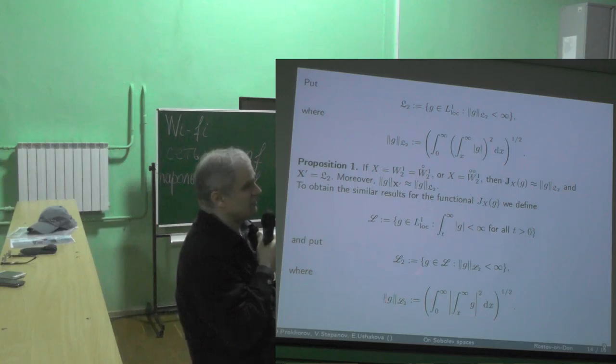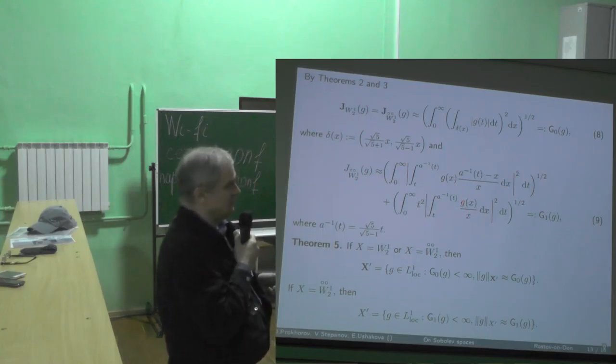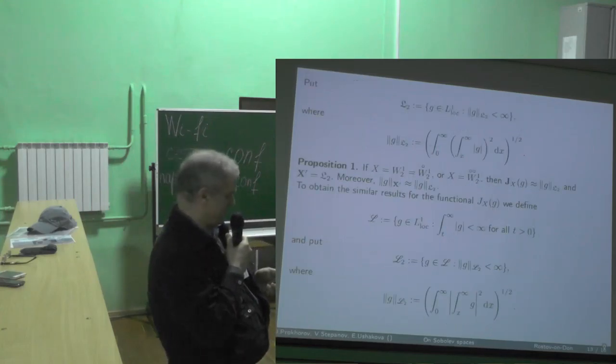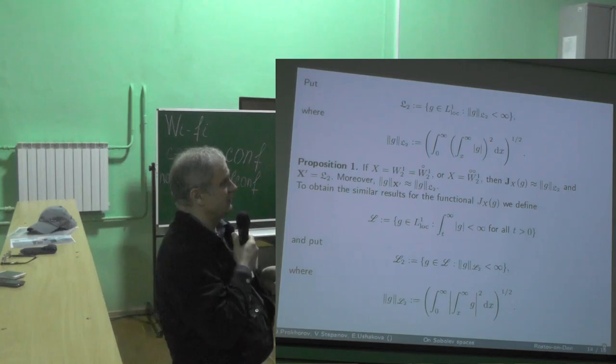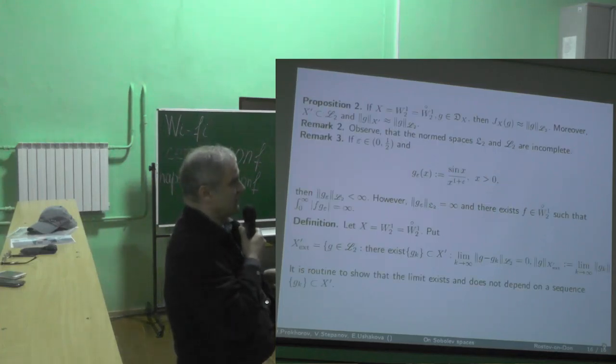It was a natural hypothesis that in the second case we should have this function instead of these two terms. But finally, we prove that this is not true. We cannot replace.